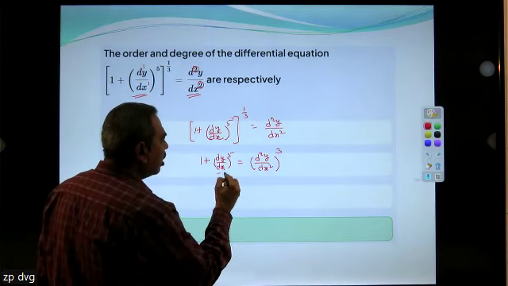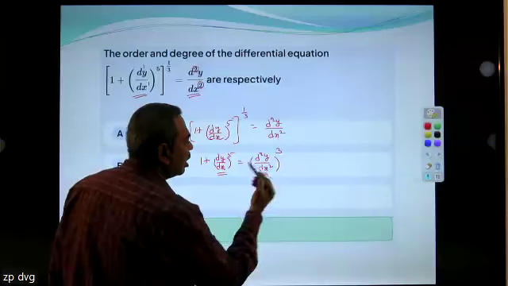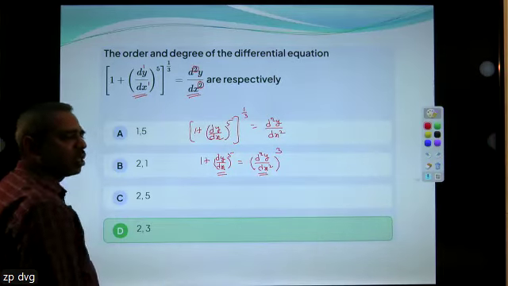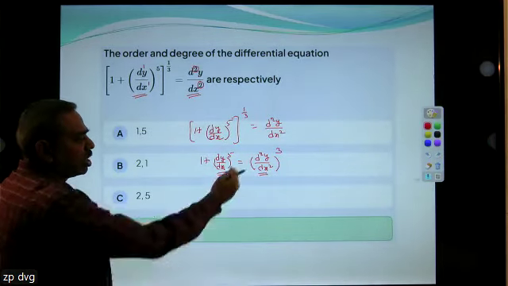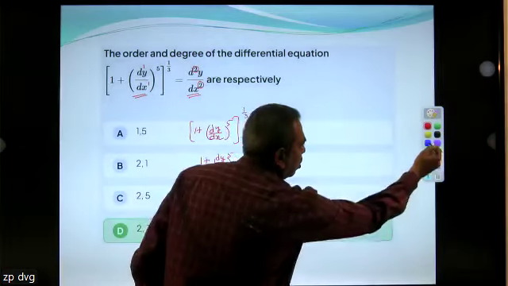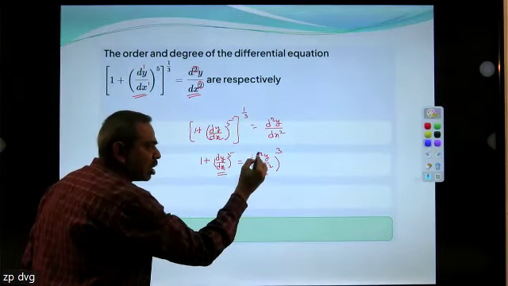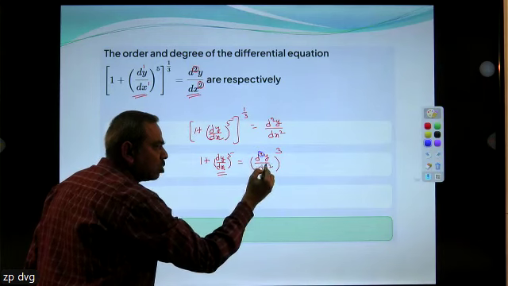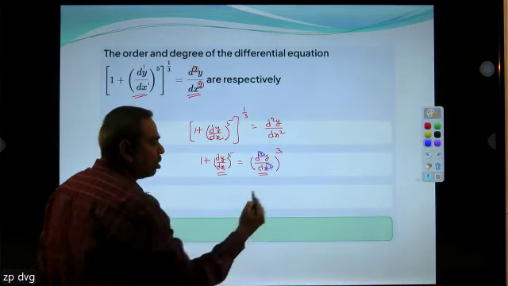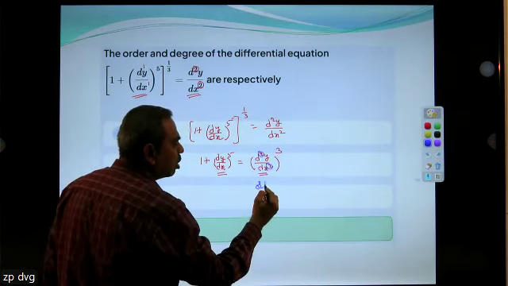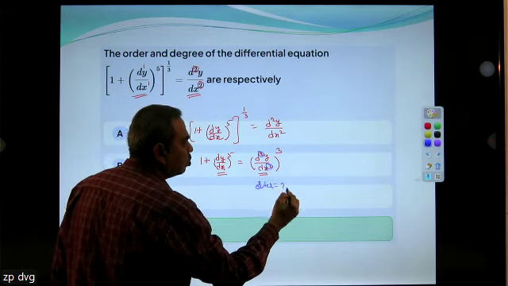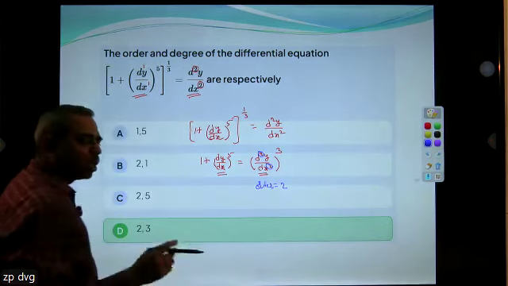Now tell me, dy by dx is there here, d square y by dx square is there. So which is the highest derivative? d square y by dx square is the highest derivative. Since this is the highest derivative, this 2 is called the order. So what is the order of this differential equation? And what is degree?